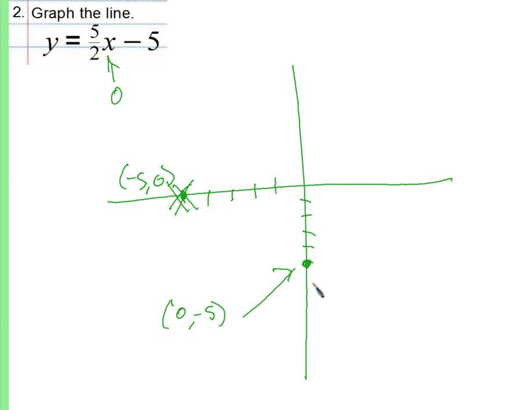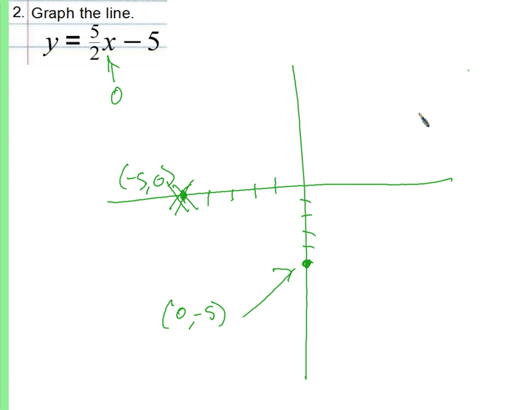Okay. So how do we find another point, right? We need 2 points to graph this line. We need to find an easy point. Brennan? Plug in 0 for the y. You can plug in 0 for the y, and in this case it just happens to work out nicely. That could be something that you do.